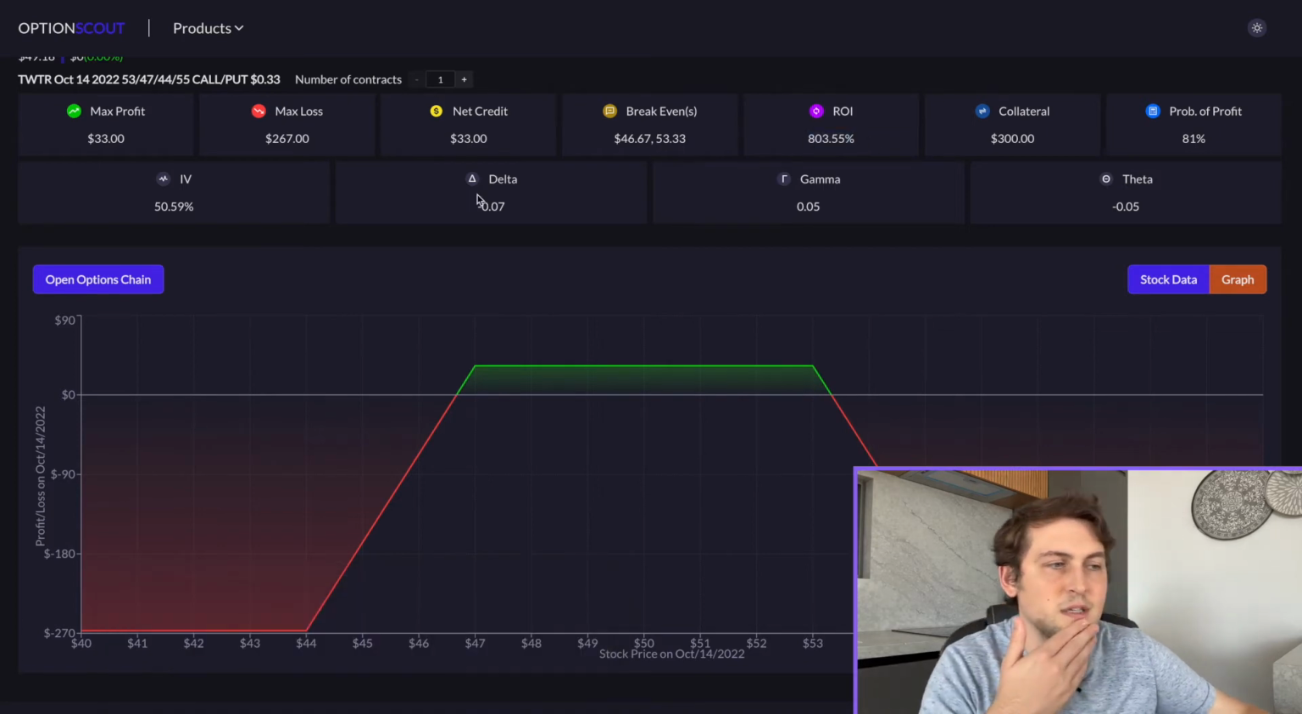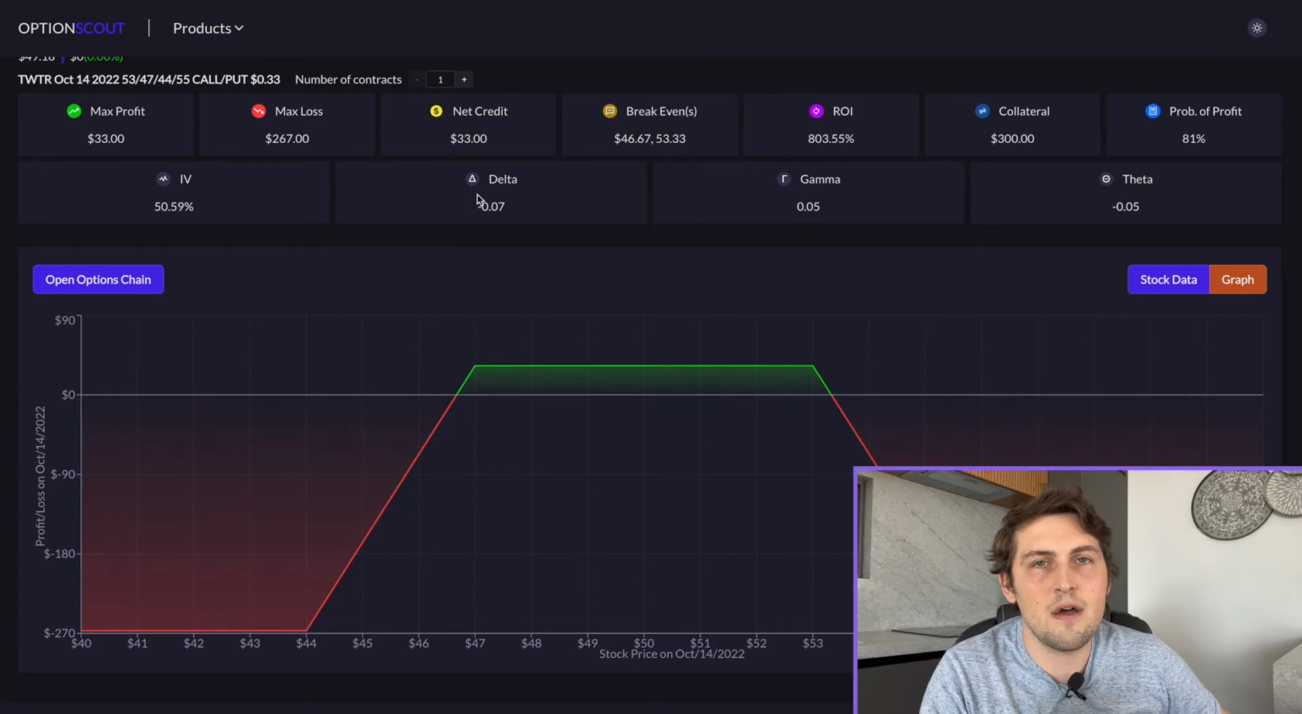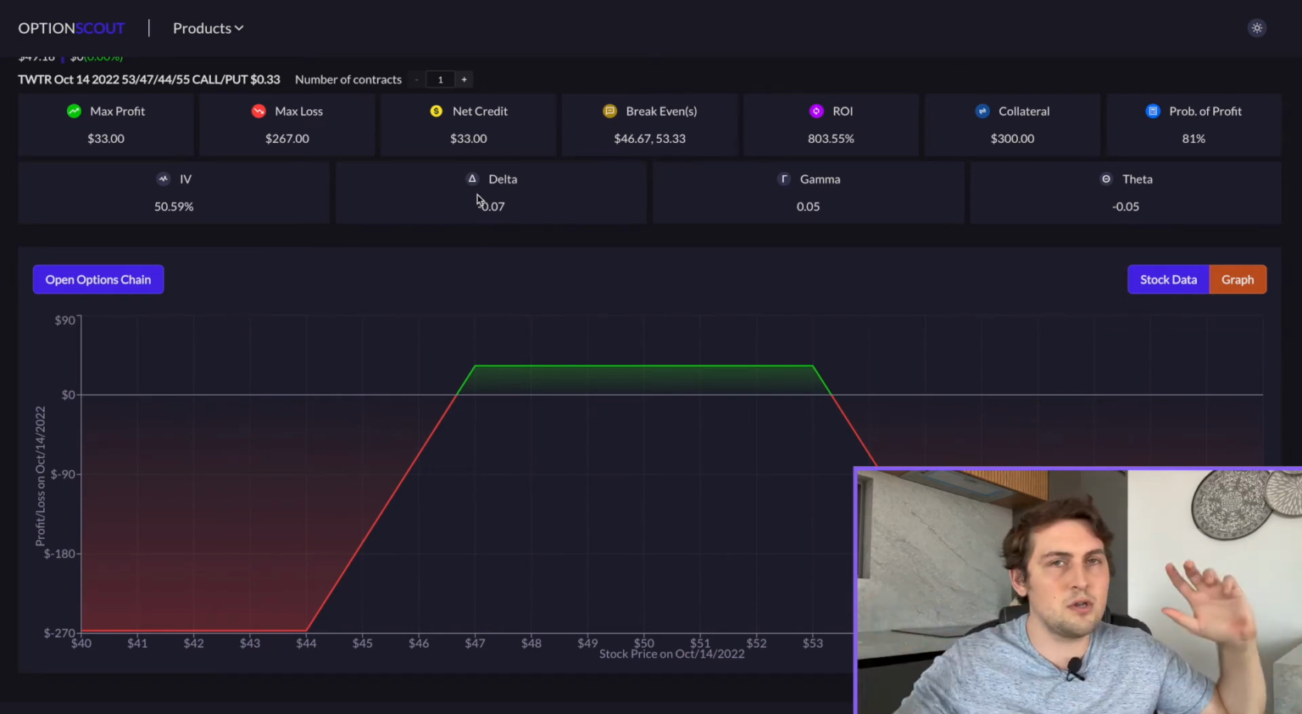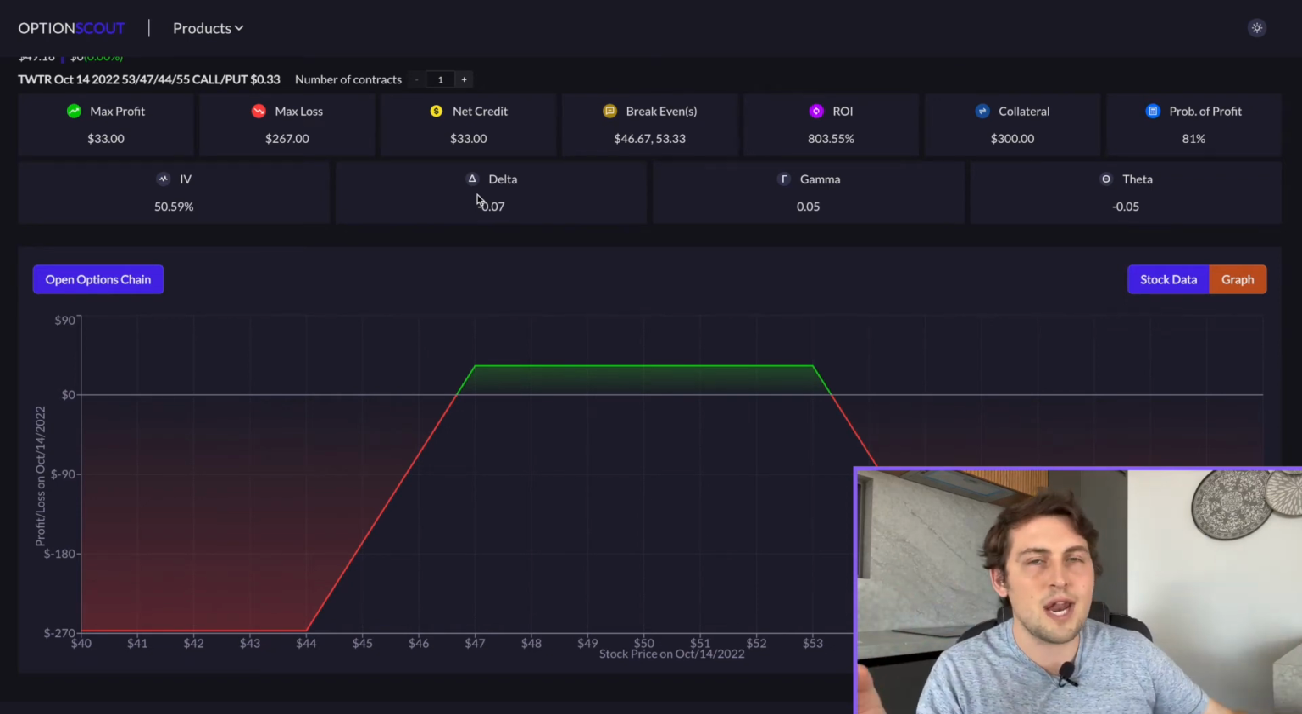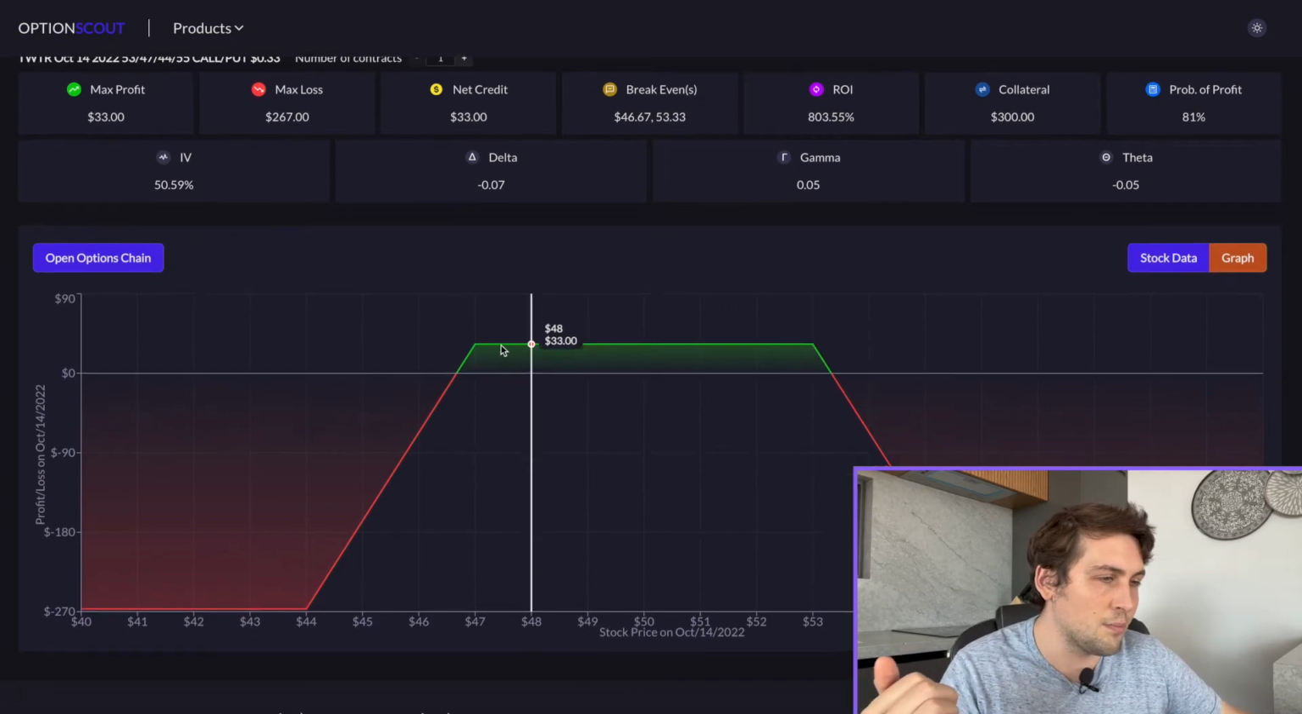And the reason for that is because iron condors have very low collateral levels. If you sell a naked call, or if you sell a short put, and you're not doing any long contracts, you're going to have a really, really high collateral amount. The reason for that is because you have a huge max loss. But now, you can see this is your profit zone.